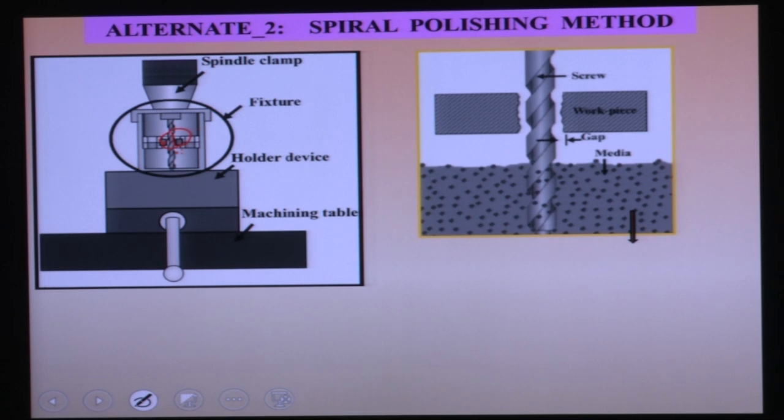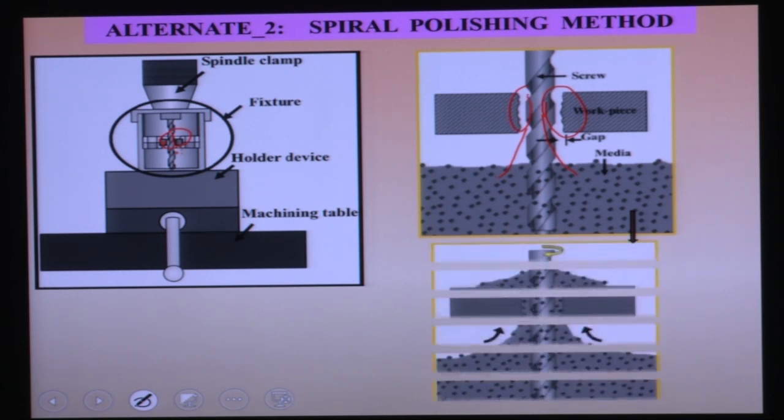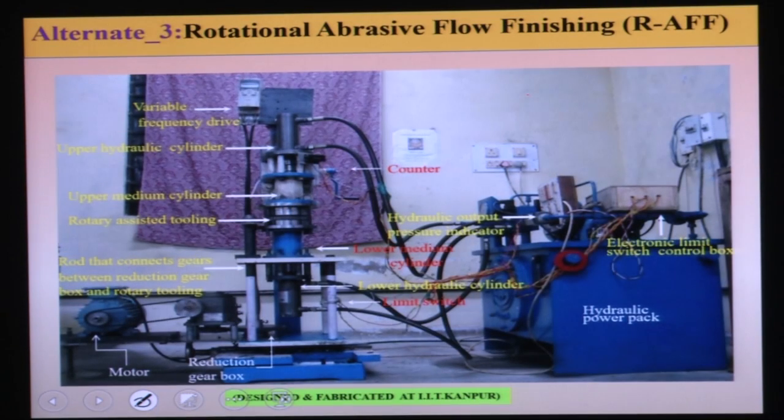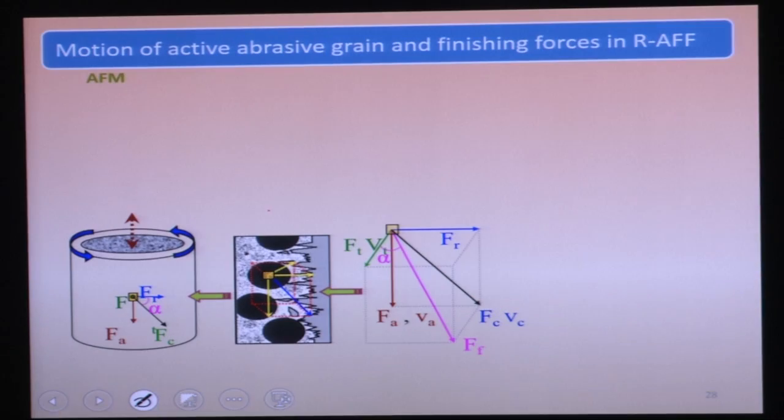Okay, so this is the actual excited view. Here in this zone, when media is flowing, the internal surface of this workpiece can be polished. Okay, so you can see this here. Another thing is that you can rotate the media by an external means. So this is called the rotational abrasive flow finishing process. You can rotate this media itself. So whatever workpiece fixture or workpiece tool is there, that can be rotated by an external means. Okay, you can see what forces are there.